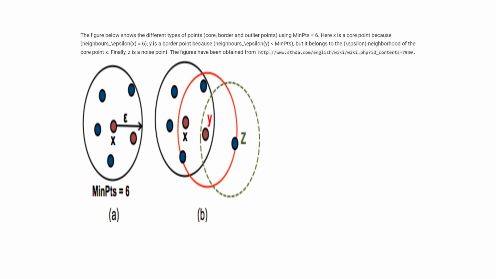The figure below shows some different points using min points equal to 6. Here, X is a core point because its neighbor count is equal to 6. Y is a border point because the neighbors of Y are 1, 2, 3, 4, 5, which is less than min points, but it belongs to the epsilon neighborhood of the core point X. The point Z does not belong to the epsilon neighborhood of a core point, and its neighbor count is also 2, which is less than the threshold 6. So Z is a noise point.